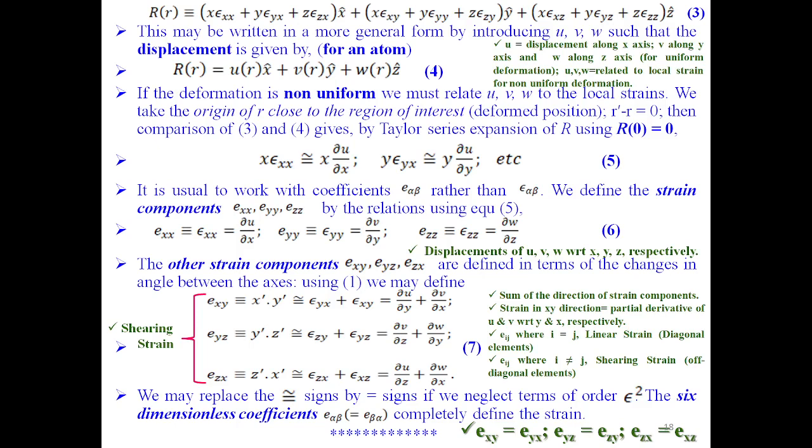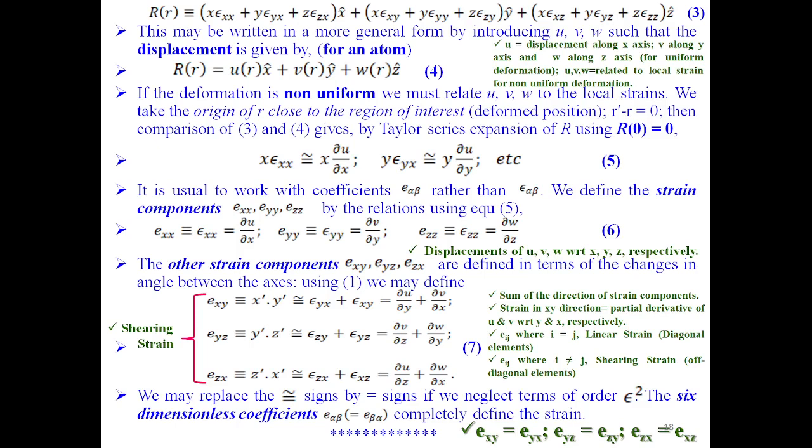we get x epsilon xx by comparing equations 3 and 4. We get x dou u by dou x, and y epsilon yx, which is equal to y dou u by dou y, etc. So this gives equation 5. And here we know that epsilon xx is dou u by dou x, as discussed from the earlier slides.